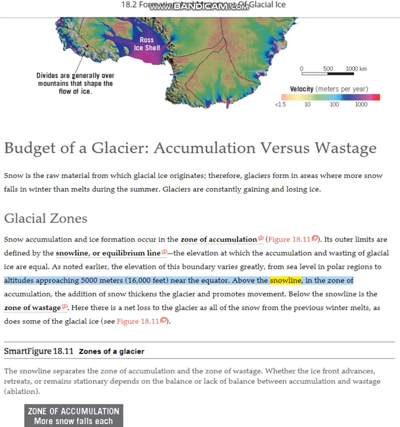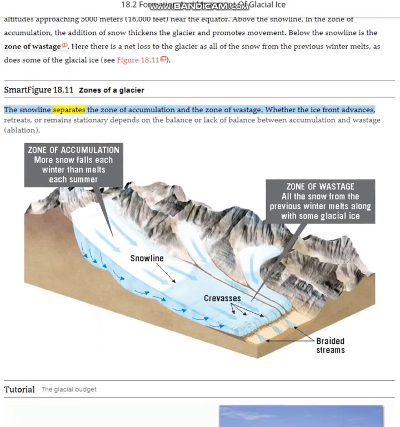Above the snow line, in the zone of accumulation, the addition of snow thickens the glacier and promotes movement. Below the snow line is the zone of wastage. Here there is a net loss to the glacier, as all of the snow from the previous winter melts, as does some of the glacial ice, see Figure 18.11. Smart Figure 18.11, zones of a glacier. The snow line separates the zone of accumulation and the zone of wastage.